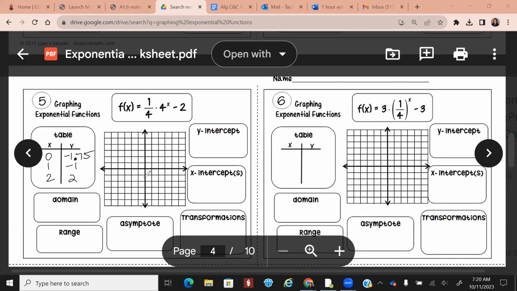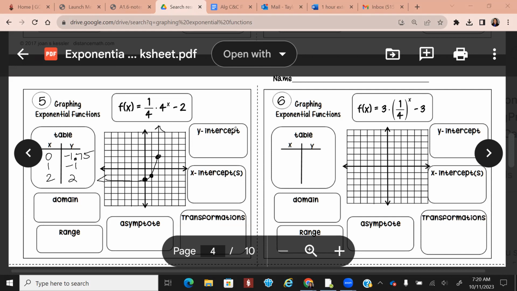I'm going to graph those really quick. So 0, comma, negative 1.75. Somebody asked me yesterday, how do you graph a decimal? You just do a rough sketch. Then 1, negative 1, and 2, 2. And so this is what it's going to look like.